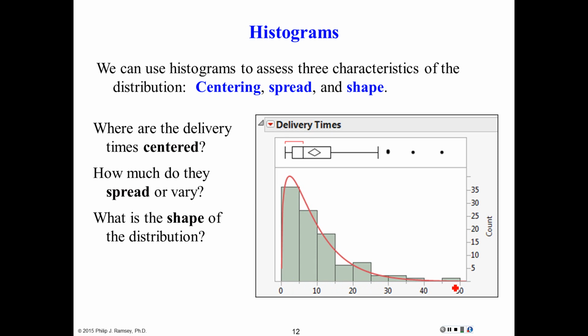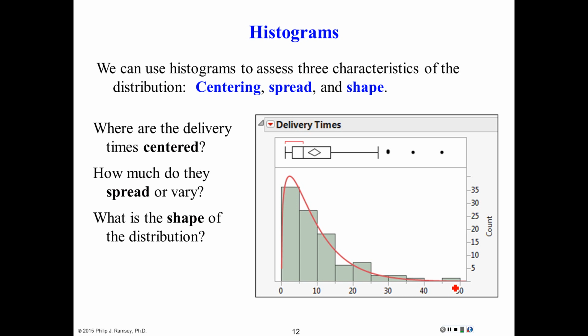So I looked at 3 things. Where's it centered? What's the spread? And what's the shape? Those are 3 things that you can get out of looking at a histogram that tells you about the distribution. Okay. So now we can begin to tell people, well, it's a right skewed distribution. Variation is running from around 0 to 50 days. Okay. And our typical delivery time is in the range of 5 days.